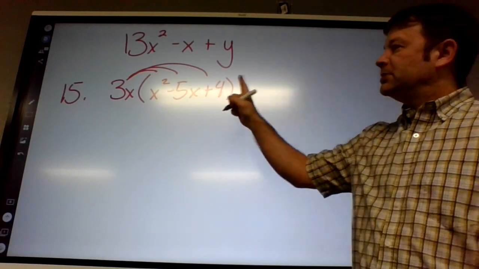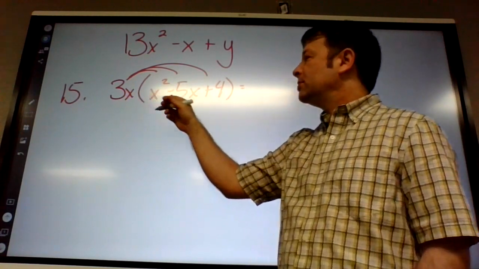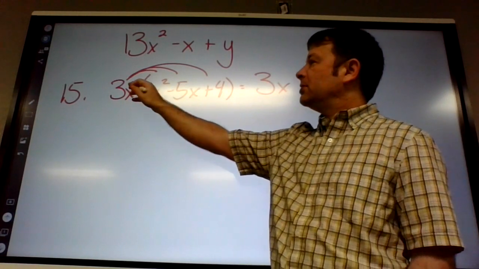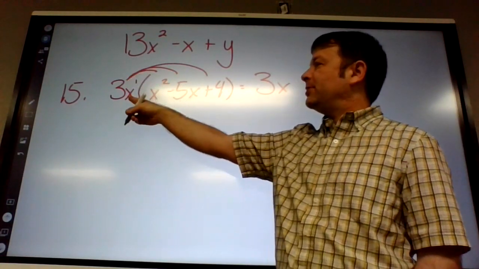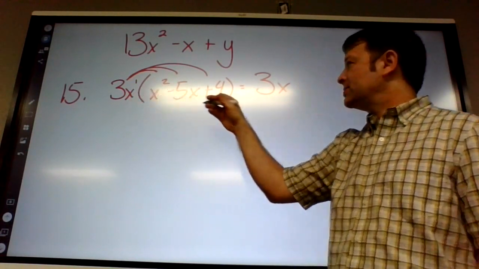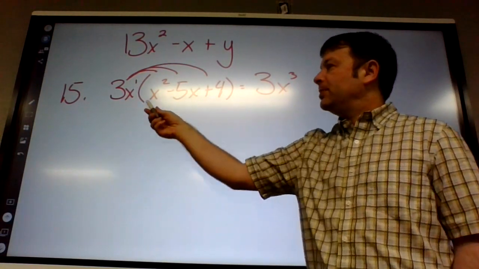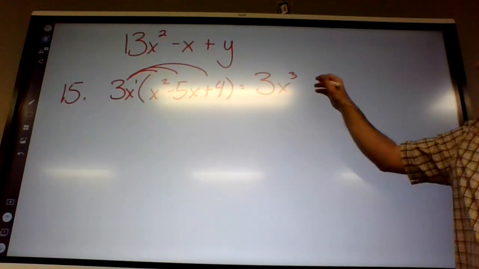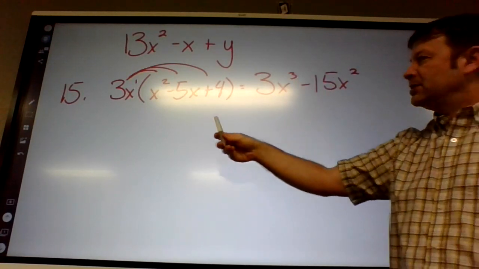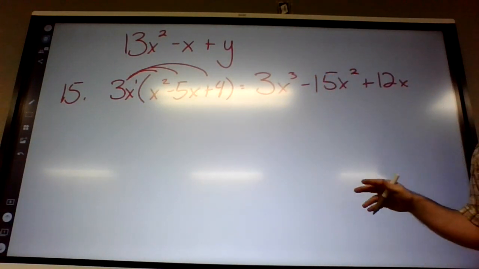Multiply, so it's not 3 plus 1, it's 3 times 1. Oh, 3x to the third. Right, there's an invisible 1 on that x, so it's going to be 1 more x than before: x squared times x gives x to the third. Okay, then the second term is going to become negative 15x squared. Right, and then 12x. Yep.